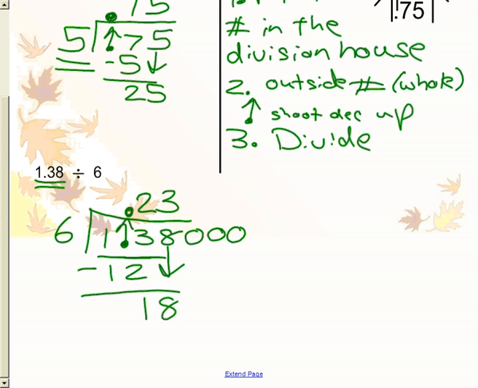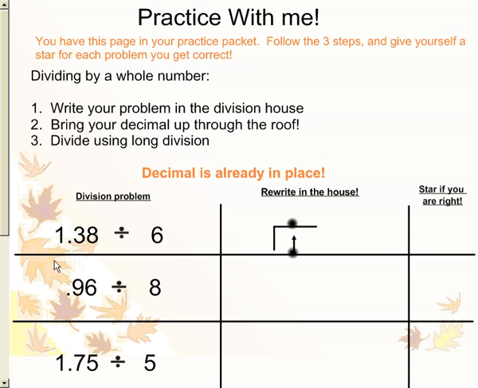All right, so let's go ahead and do some practice. You should have this page in your practice packet. I want you to do these problems with me. Anytime you want to try on your own and then pause and then see if you're right, feel free to do that when you are ready. Follow the steps and give yourself a star for each problem you get correct. Here are your steps. Write your problem in the division house. Bring your decimal up through the roof and divide using long division.